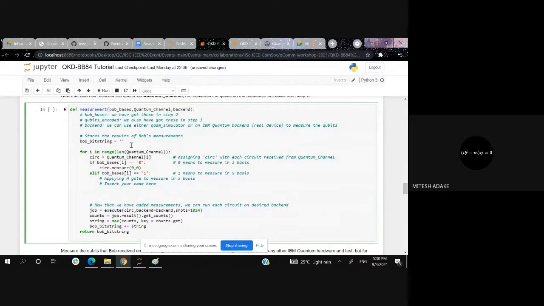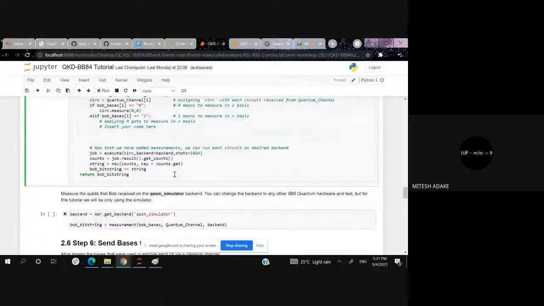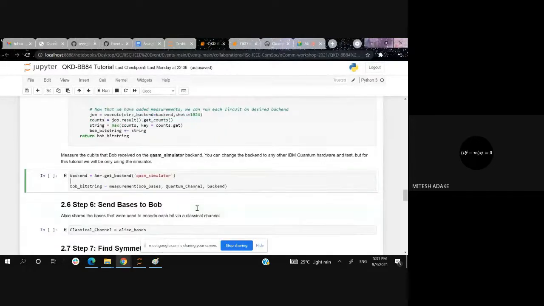So initially we'll set it as Bob's bit string. We'll now generate output with the basis and the encoded qubits that we obtained. So as we can see, if we get a 0 basis, that is the Z basis, and 1 as the X basis, as I said earlier, you'll need to just apply the Hadamard gate to get here. So not a single line of code would be enough, and we'll get the measurement. For the backend I've used the Qasm simulator, and you can use different simulators, or you can use the actual hardware. You'll just need to write a few more lines and you'll get the output.